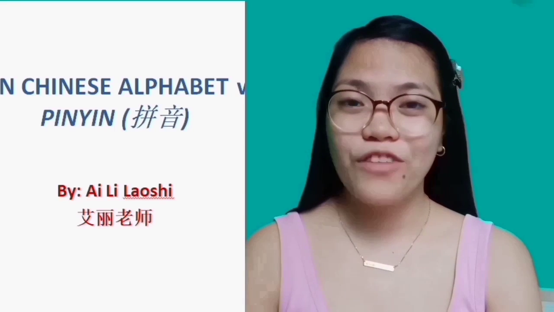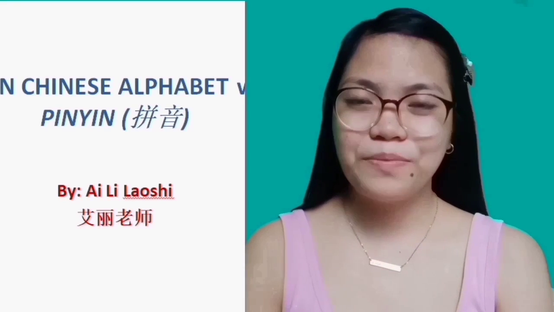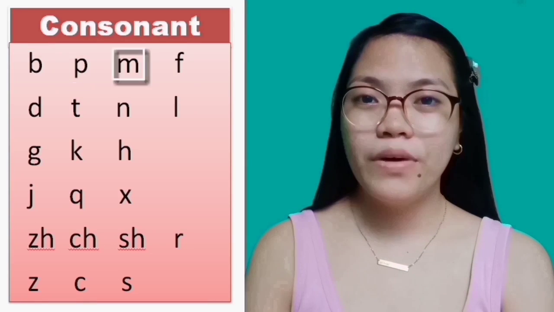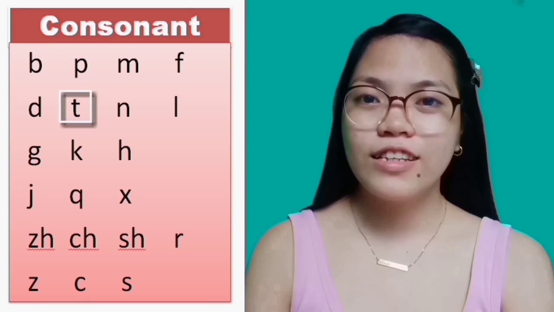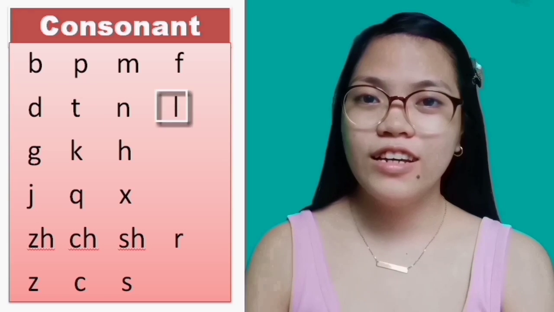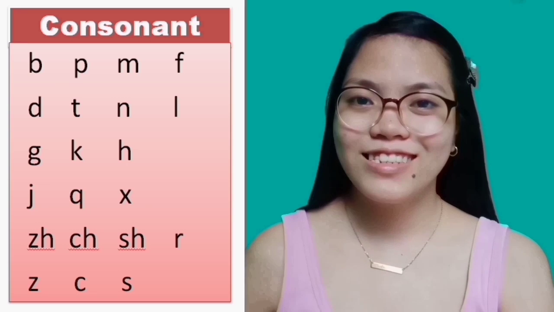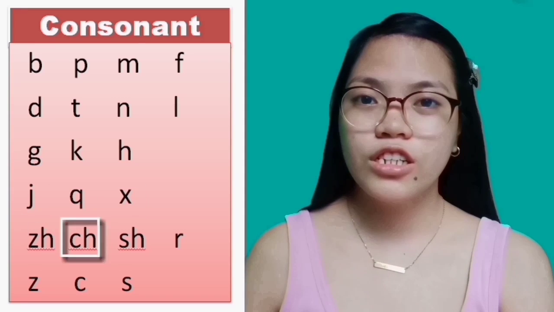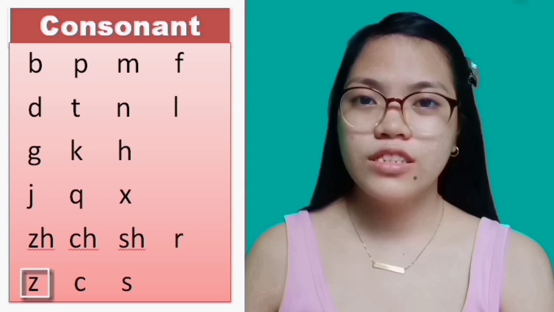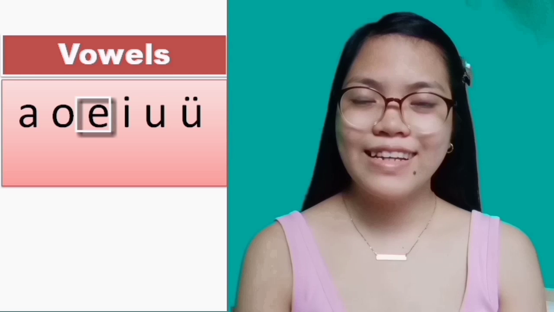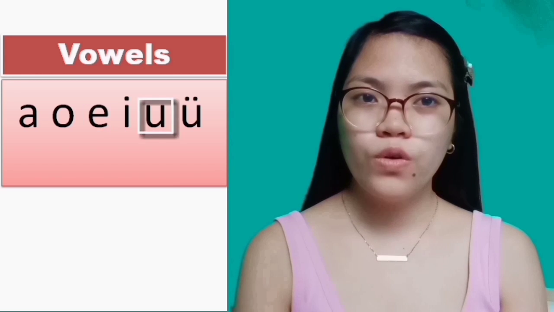For today's video, I'll be teaching you how to learn Chinese alphabet with Pinyin. Let's start from the consonant. B, P, M, F, D, T, N, L, G, K, H, J, Q, X, Zh, Ch, Sh, R, Z, C, S. Vowels. A, O, E, I, U, Ü.